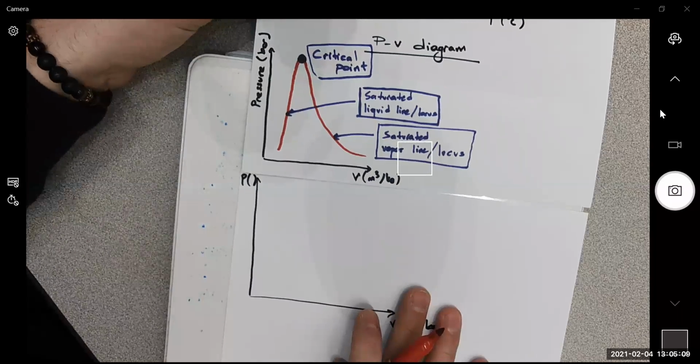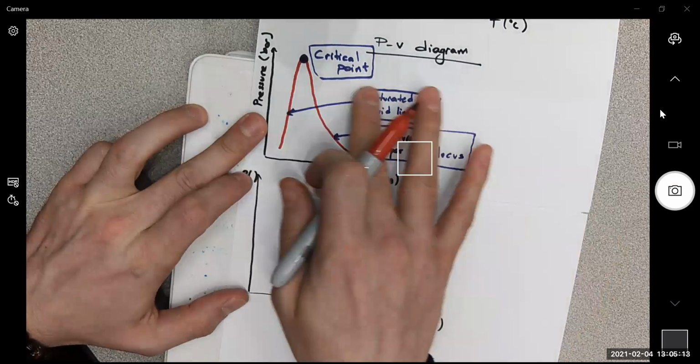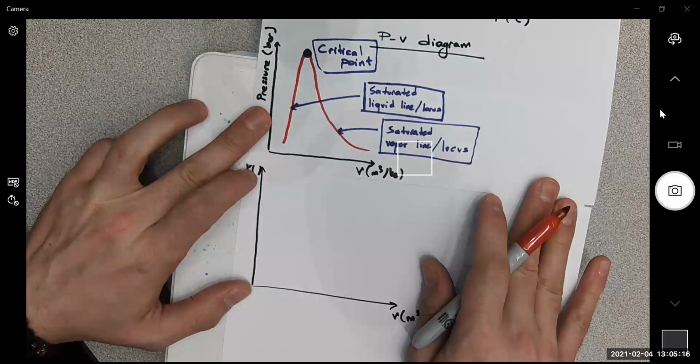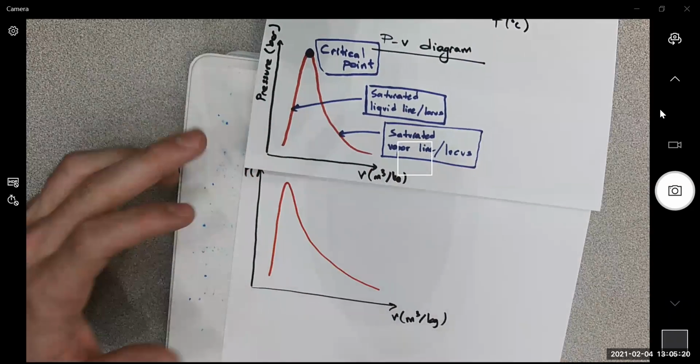We have 3 more regions shown on a PV diagram. I will just draw a new one to make it simplified. I don't want to make this confused. The same graph, you can use the same graph, but I will use a different one.